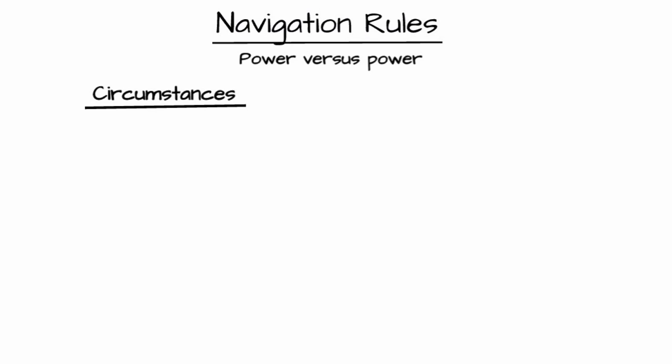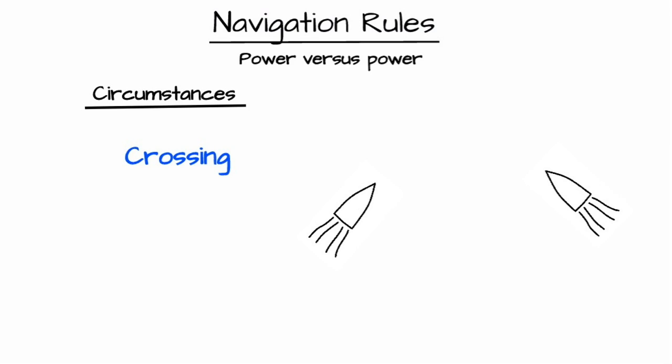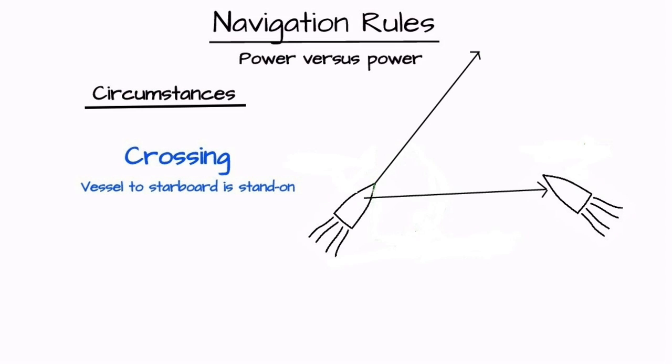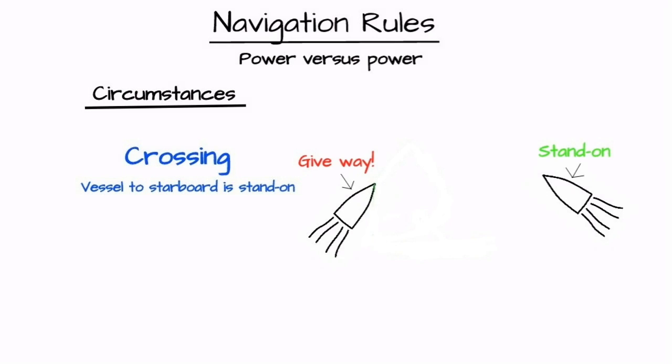The first circumstance is when the paths of the two boats are crossing and there's a risk of a collision. In this case, the boat to starboard is the stand-on vessel. The boat to port is the give-way vessel. Now, how can you tell if a risk of a collision exists? You can determine if a risk of a collision exists by taking the bearing of the crossing boat. If that bearing stays constant over time, then there's a high chance of a collision. That's called a constant bearing.